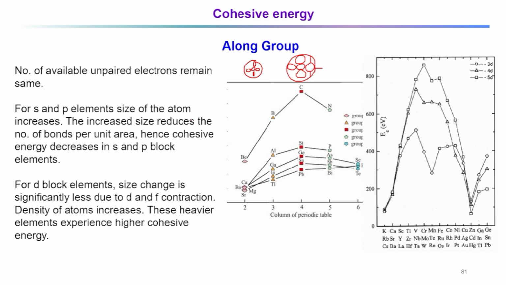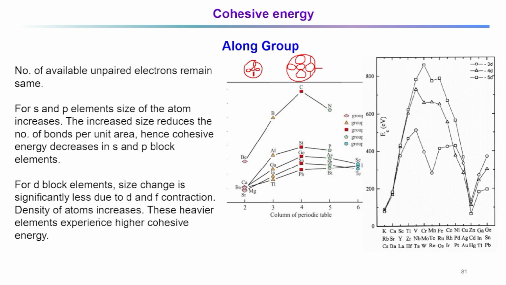So hence the cohesive energy decreases in S and P block elements as we go from top to bottom because the size of the atom increases. Now for D block elements, the size change is significantly less due to the D and F contraction, which I have already explained in the previous lecture. Because these D and F electrons are diffused, they have less shielding power, and that's why the nucleus has more attraction towards the outermost valence electrons. So that's why the size change is significantly less. As we put more and more protons, it can attract the outermost electrons, and size is almost similar.